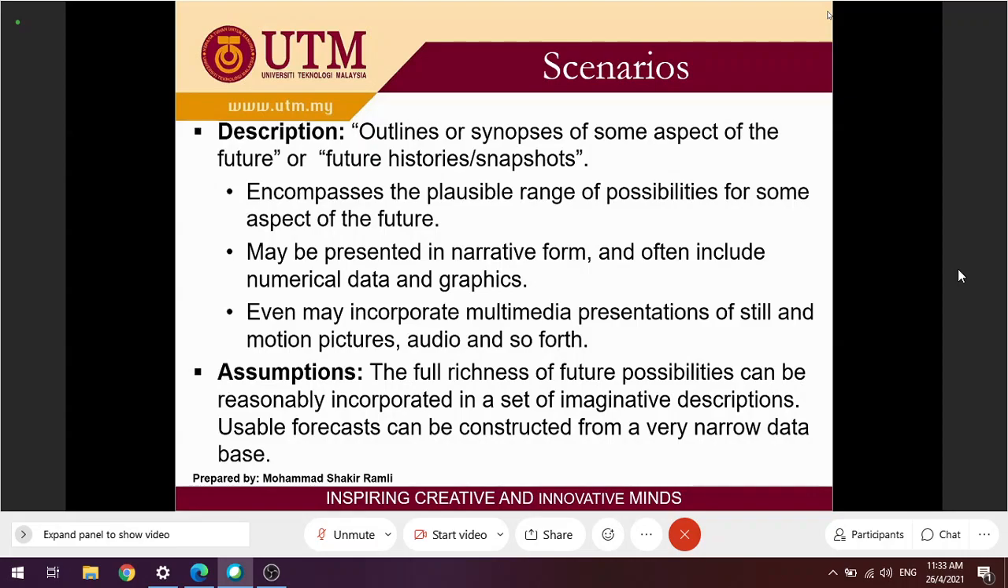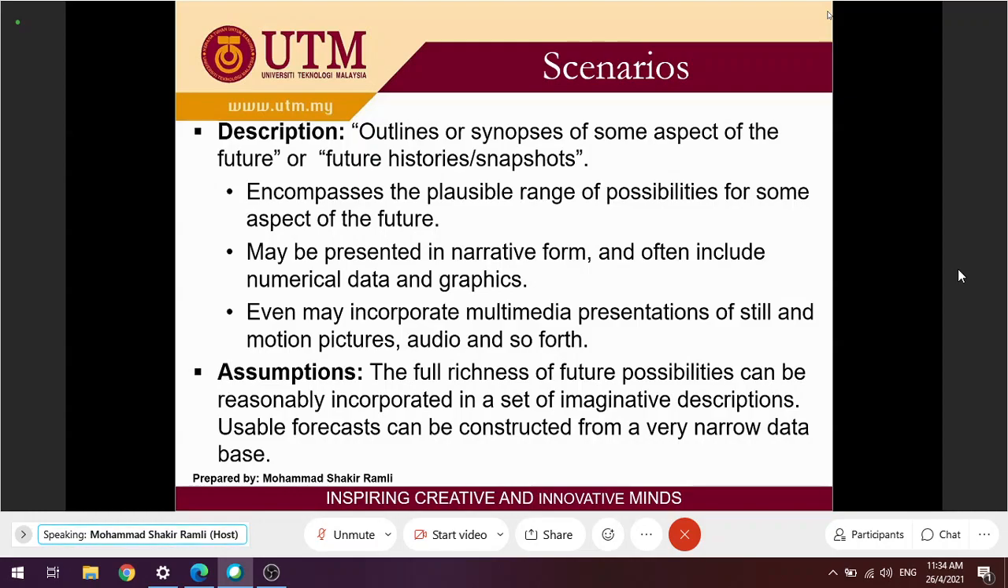Okay, even multimedia presentations of still and motion pictures, audio, and so forth, such as in interior design. You can also see examples of motion pictures or still pictures and audio. Special software for presenting interior design has now been used by many interior design artists or companies.